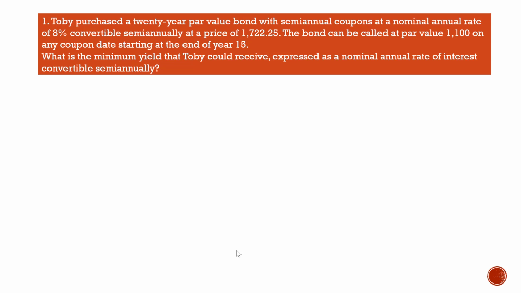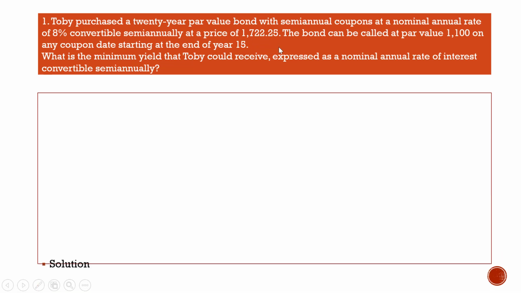convertible semi-annually? So for this question, you have two approaches. Either you can try from year 15 to year 20 to see which year will give you the minimum yield rate, or you can figure out if this is a premium or discount. So let's look at the first method. Let's say N is the year that you should call the bond.